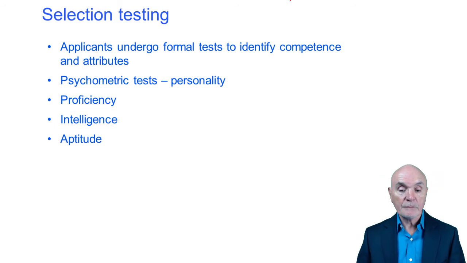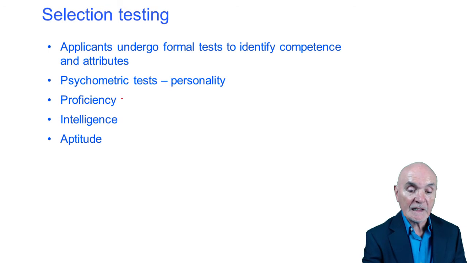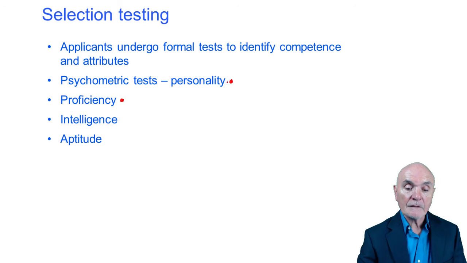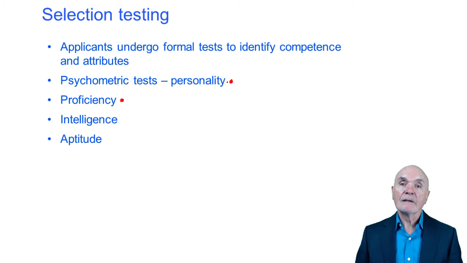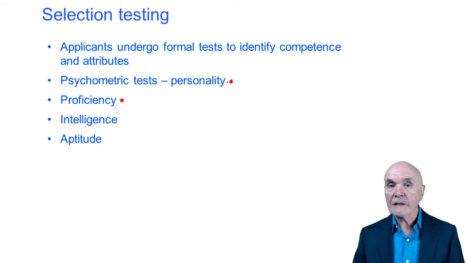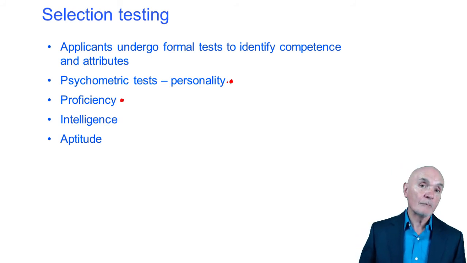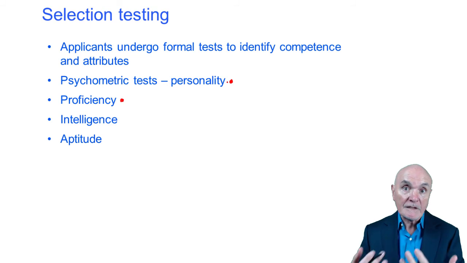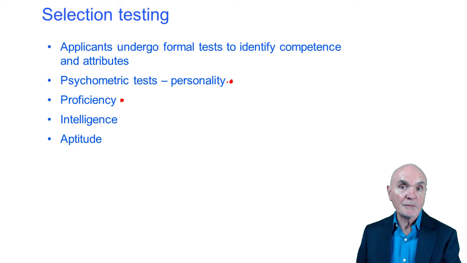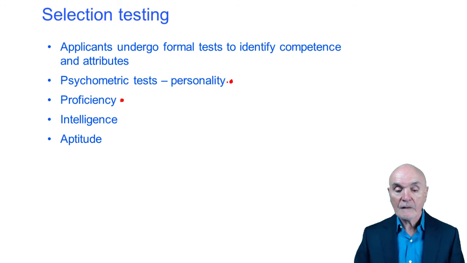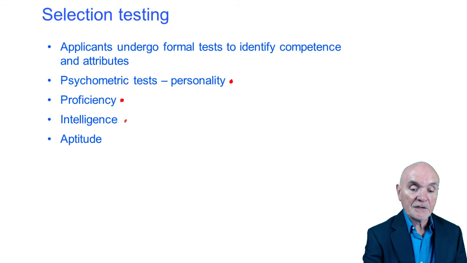Selection testing is becoming more common. Formal tests, it can be proficiency, as I said, like the word processing speed here. Increasingly, people are carrying out psychometric tests. There is a questionnaire, and people fill this in, and you get information about how good they are at working alone, how good they might be in being part of a team, something about their ambitions, something about their leadership qualities, and the like. You might give them an intelligence test.